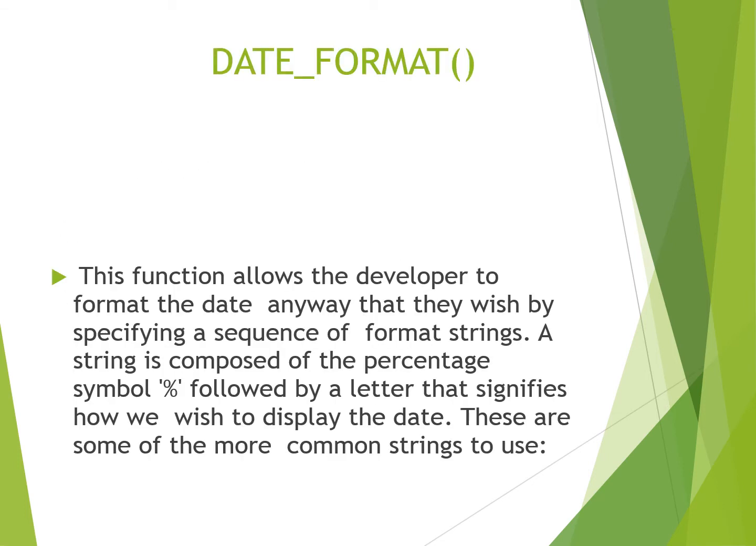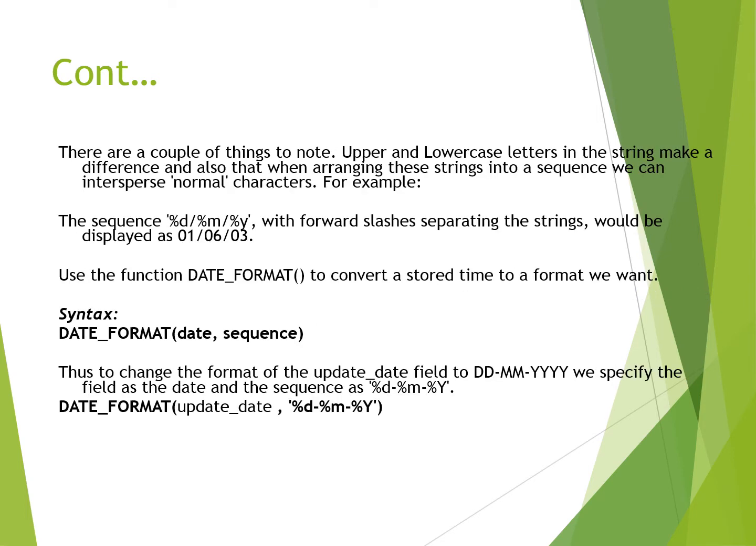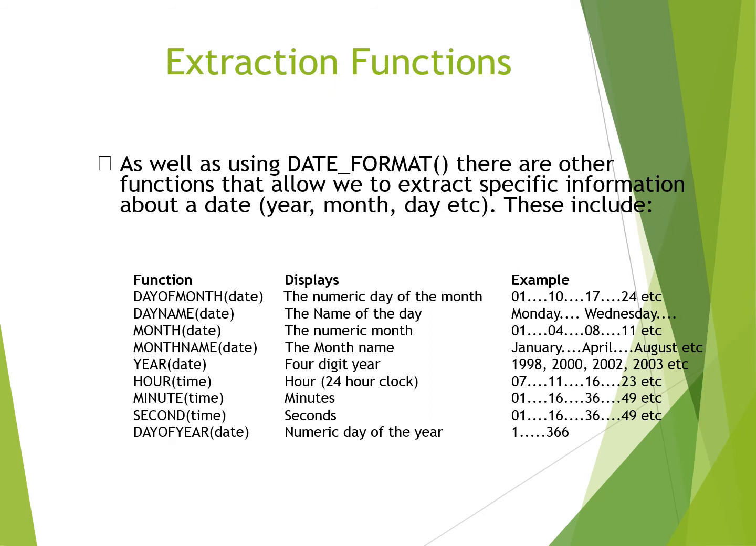Date format. This function allows the developer to format the date any way that they wish by specifying a sequence of format strings. A string is composed of the percentage symbol followed by a letter that signifies how we wish to display the date. These are some of the more common strings we use. There are some common functions: the numeric day of the month, minutes, seconds, AM or PM. And the syntax of this is DATE_FORMAT within brackets, date, sequence.